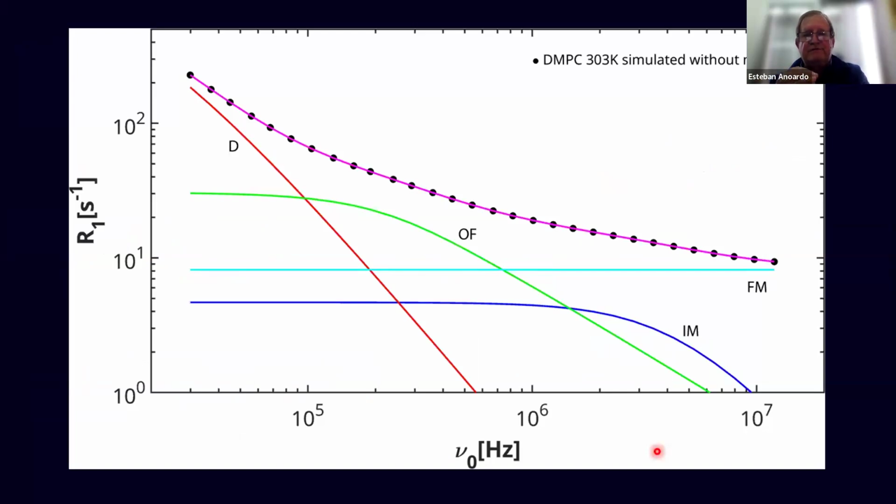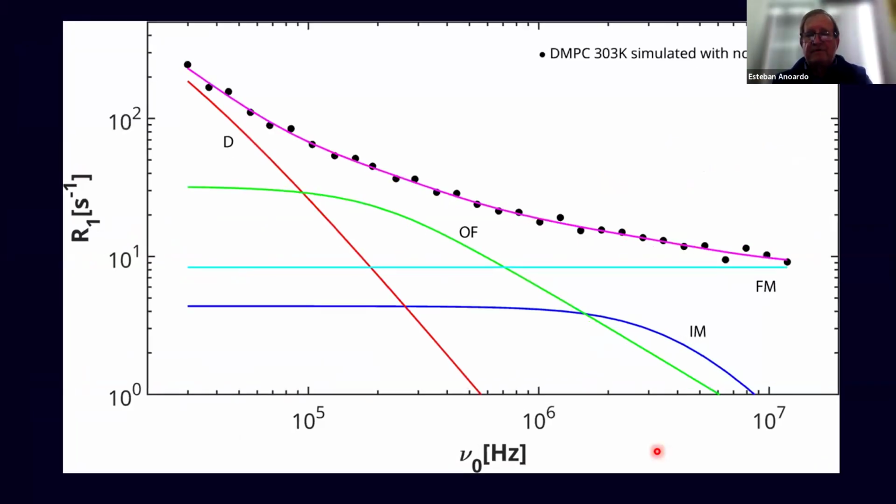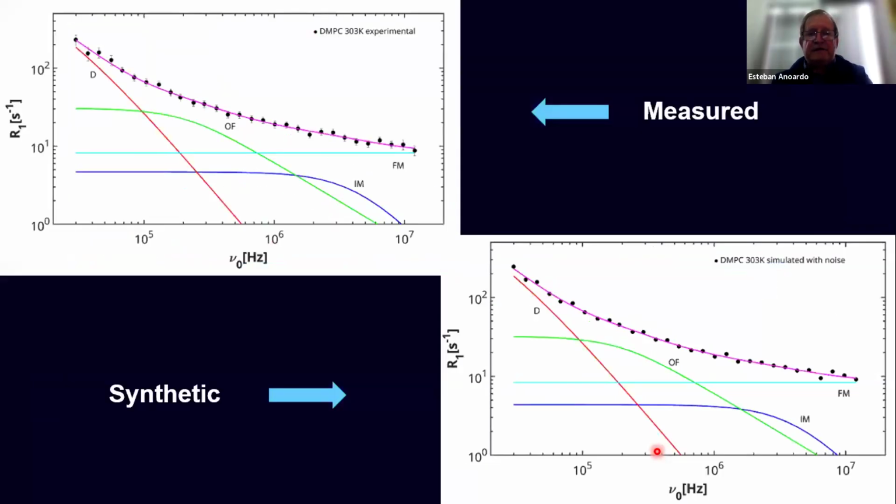Okay, so what we see here is the synthetic curve without noise. It is practically, in the difference with the original one, we can distinguish this one because it has no noise, and then we have the noise, okay? And if we compare the real curve that was measured with the synthetic, you see that there is no difference.